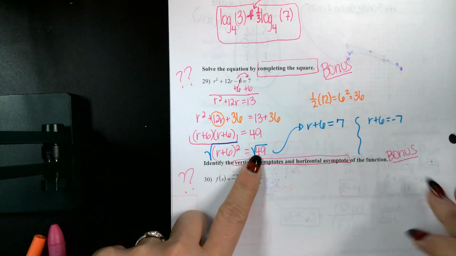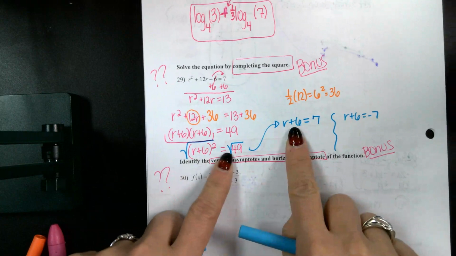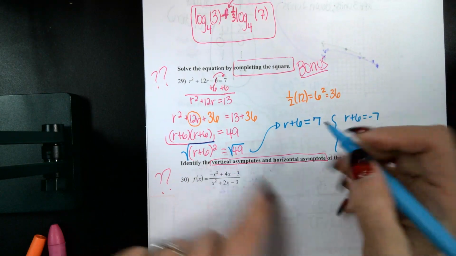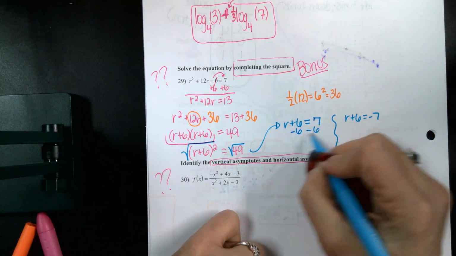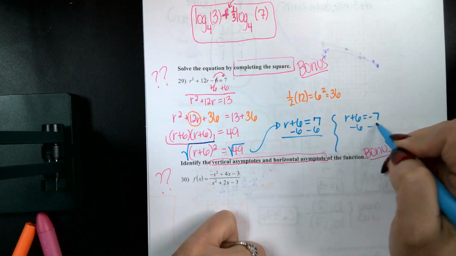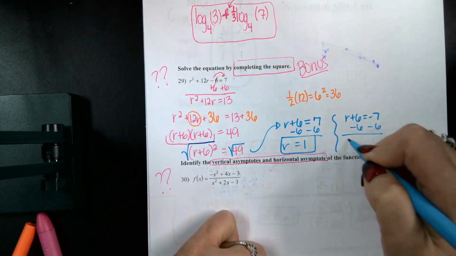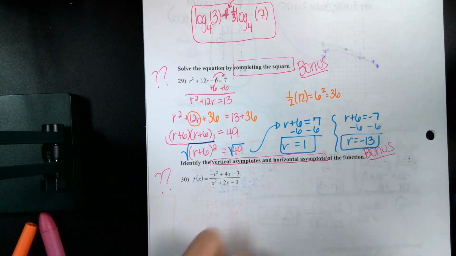So you just do this. You set r plus 6 equal to positive 7 and r plus 6 equal to negative 7. And then you just solve them both. So we get r equals 1 and r equals negative 13.